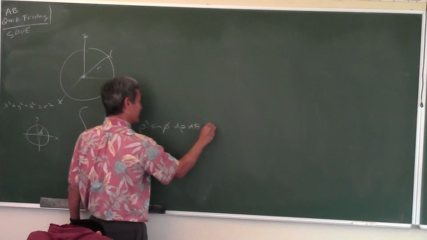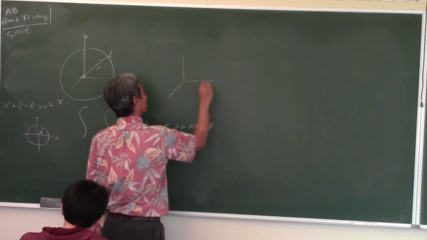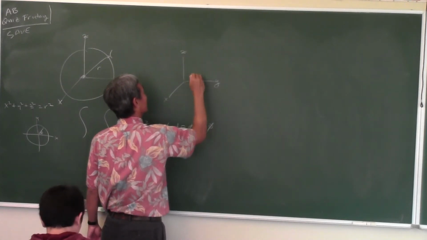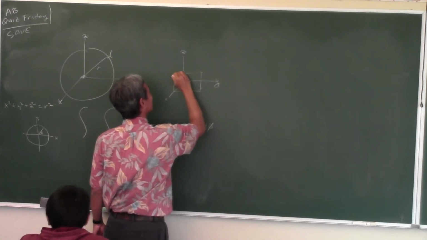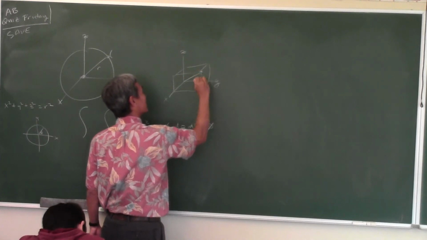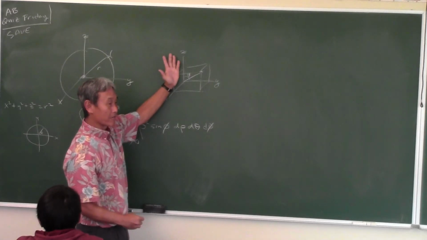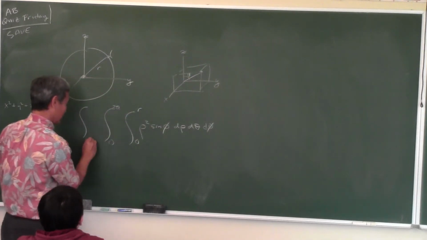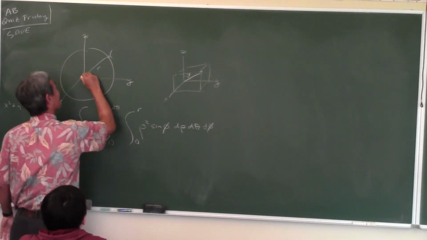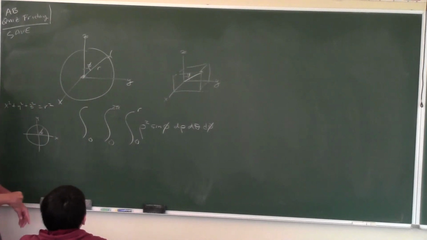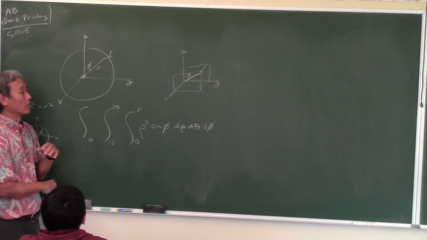And then finally, d phi. Now remember, do I need to draw the picture again? I will. Okay, here is the distance, that's phi right there. So phi goes from 0, we're going to integrate from 0 to what? Phi is the angle that this thing makes with the positive z-axis. That's what phi is. 0 to 2 pi? No! 0 to pi.